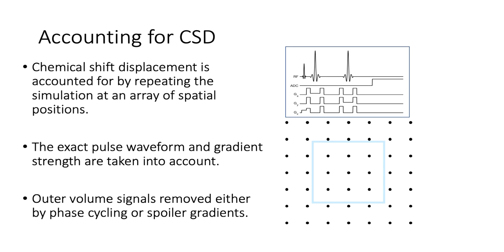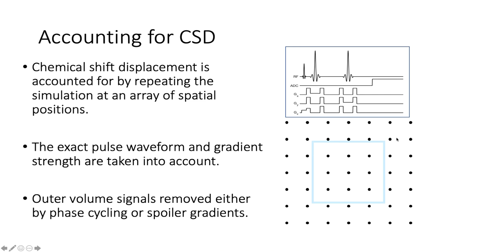So how do we do this? We account for this by repeating our simulation at an array of spatial positions. So if this blue box indicates our region of interest for the spectroscopy exam, we're going to simulate what the spectrum would look like at each one of these positions.